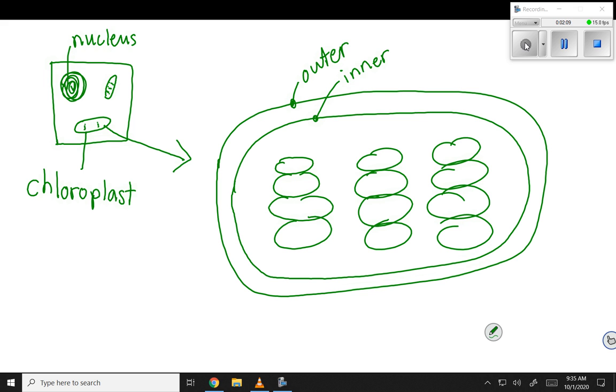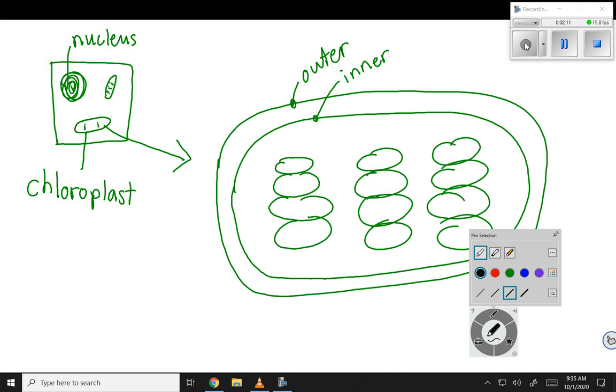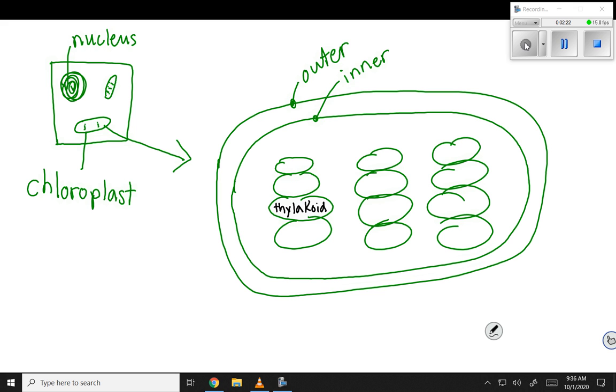So one circle all by itself is called a thylakoid. Thylakoid. One disc, one pancake. If you were talking about all of them as a stack, that's called a granum. So a granum would be a stack of thylakoids.